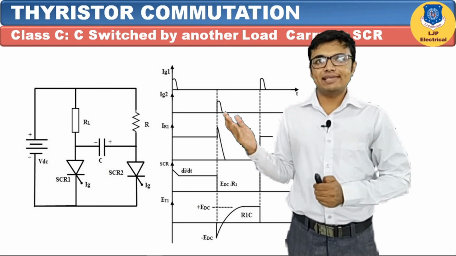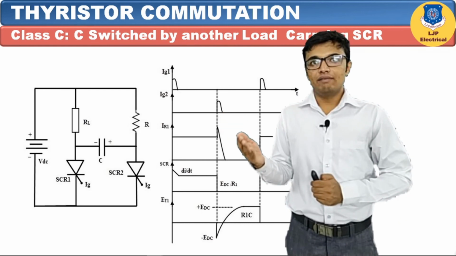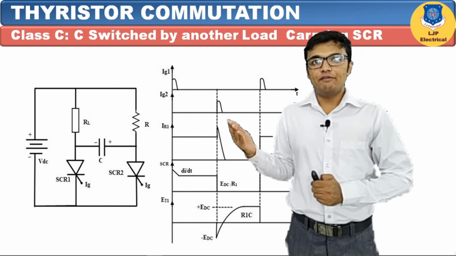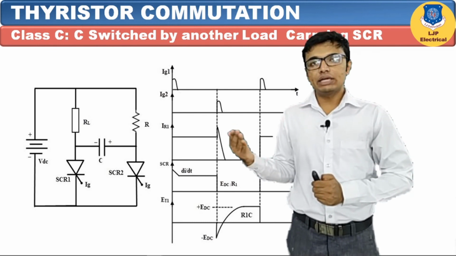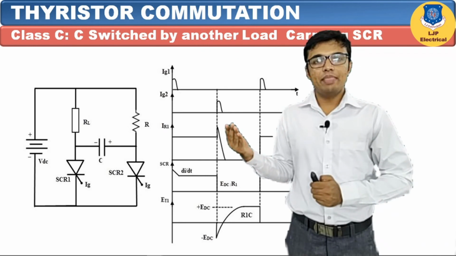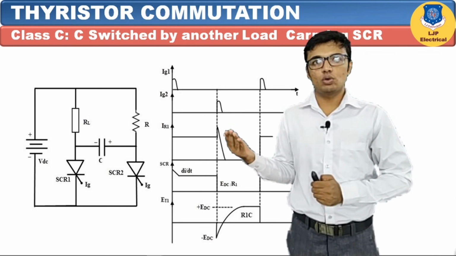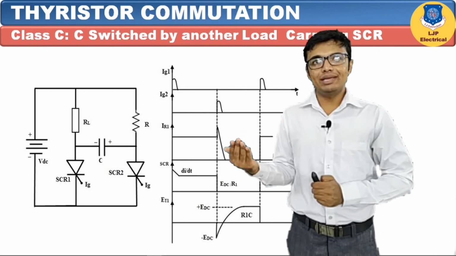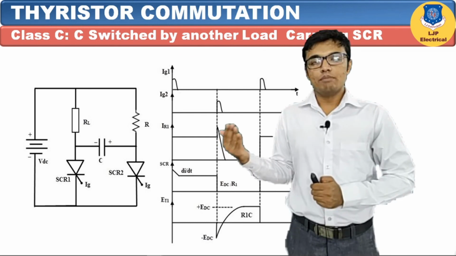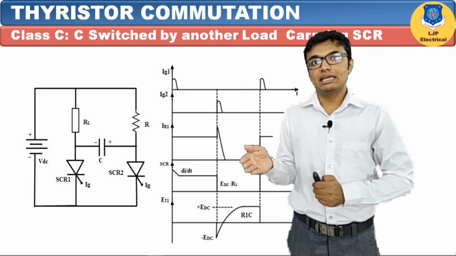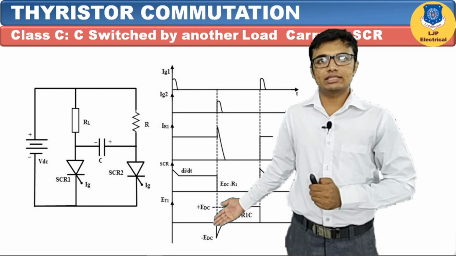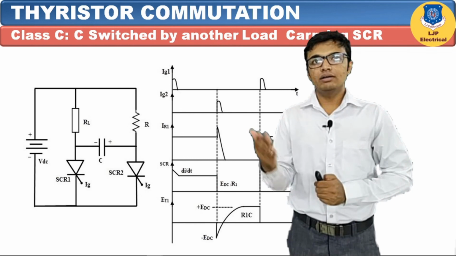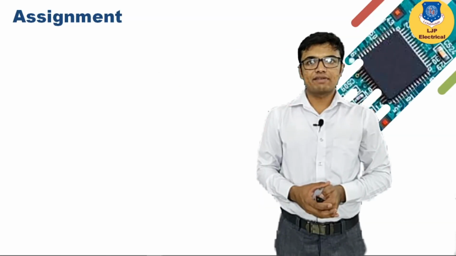Now if we trigger SCR2, then the current will shift from SCR1 to SCR2. Here, if we trigger SCR2, it will also take current from the source, and the total amount of current passing through SCR2 will increase. At the same time, reverse voltage will appear across SCR1 because of the charging of the capacitor in the reverse direction. This amount of reverse voltage will appear across the capacitor and it will turn off SCR1.